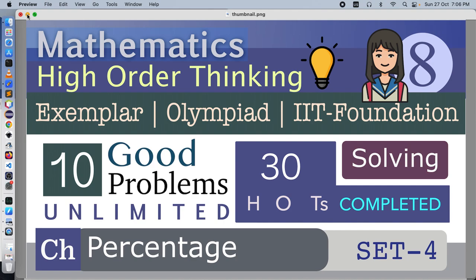This is set 4 of 10 good problems on the chapter of percentage. I hope you have watched the previous 3 sets on 10 good problems on the same chapter. These problems are relatively harder than what we solved from the textbook of author R.S. Agarwal. So it is highly recommended that you try to solve this set. This video is part of the playlist Maths 8 HOT, where HOT stands for High Order Thinking Problem.